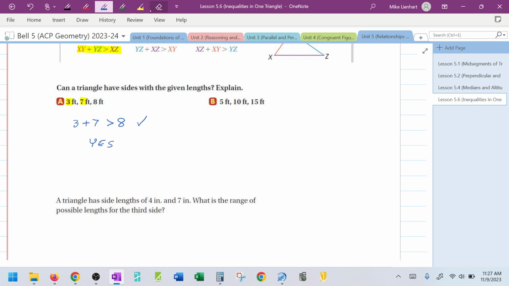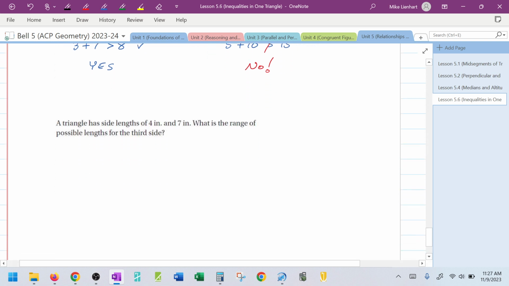The next one, the 2 smaller sides are 5 and 10. Triangle inequality theorem says the smaller sides added together must be bigger than the third side. Is 5 plus 10 greater than 15? No. So that greater than becomes not greater than, and therefore I can conclude, no, this triangle does not exist with those measurements.